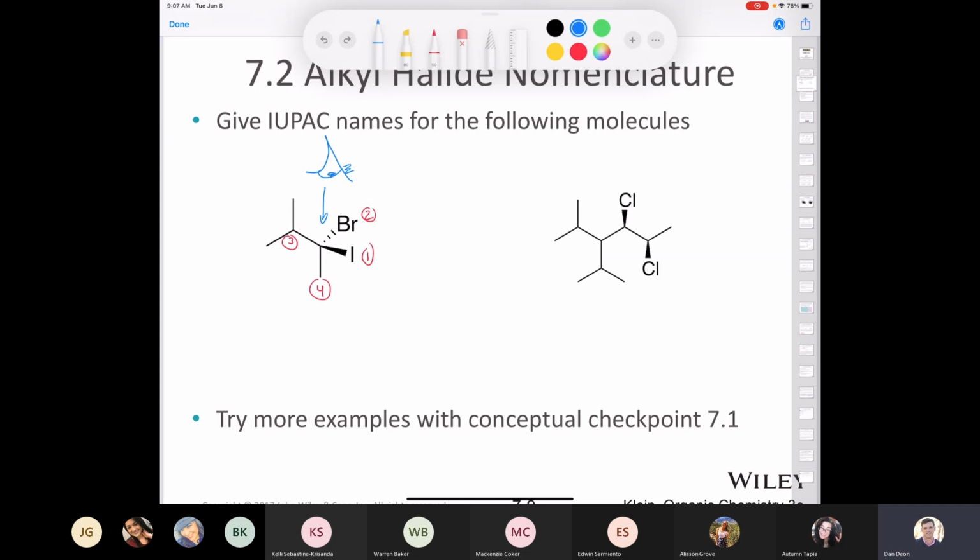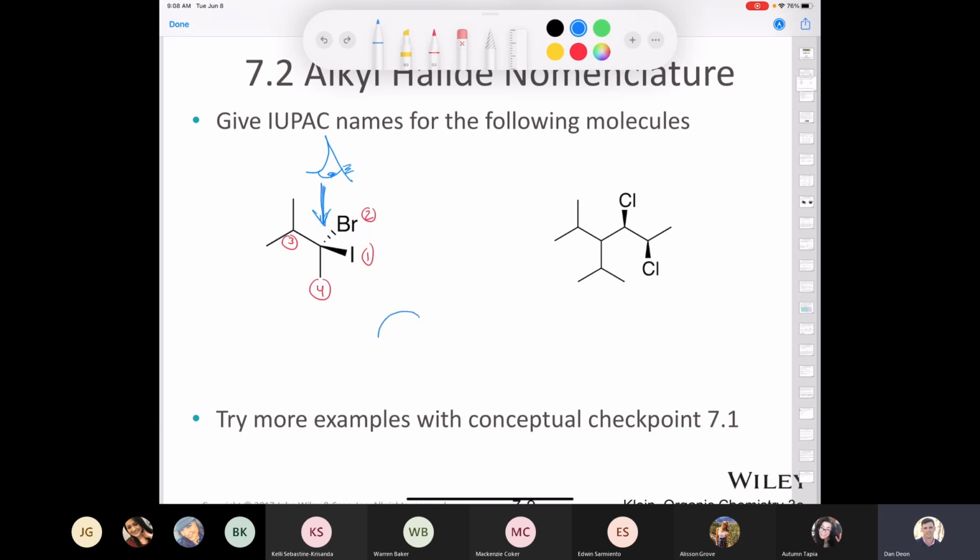So another option is just to imagine yourself looking down this bond, and you go from 1 to 2 to 3, and that is going counterclockwise. So that is S, okay? Another option, give me a thumbs up if you understand that. I know I'm asking for a lot of interaction here, but if you're not sure about that, well, my student Bruna says she's following me.